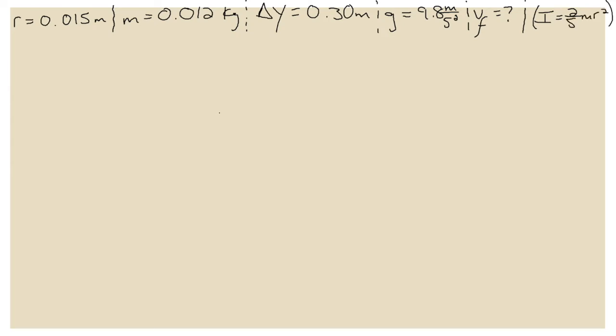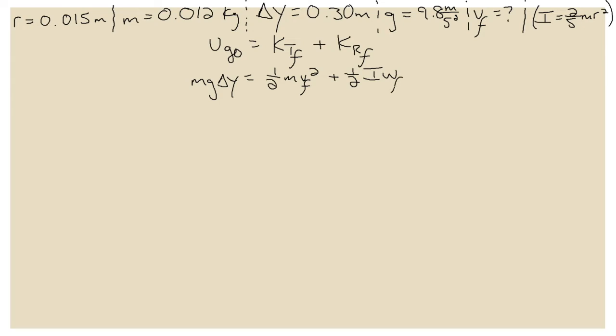The basic conservation of energy framework for an object that is rolling down a ramp is going to be the same every single time. We say the initial gravitational potential energy is eventually converted to the final translational kinetic energy and the final rotational kinetic energy. When an object rolls down a ramp, it is both rotating, so it has rotational kinetic energy, and it's translated down the ramp, so it has translational kinetic energy. Once we sub in the equations, mg delta y equals 1/2 m v final squared, plus 1/2 I omega final squared.